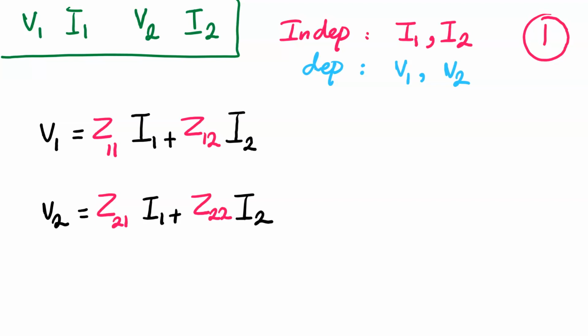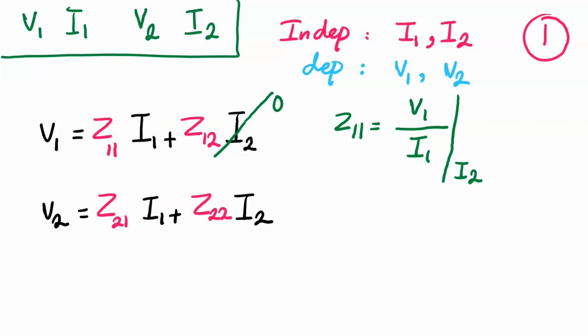So if I'm looking, for example, for Z11, what should I do? If I'm looking for Z11, it means that I have to assume that I2 is equal to 0. So I have to assume that I2 is 0. Then I have Z11 as V1 divided by I1. Now let's add the assumption that I made here. I made this assumption that I2 needs to be equal to 0.